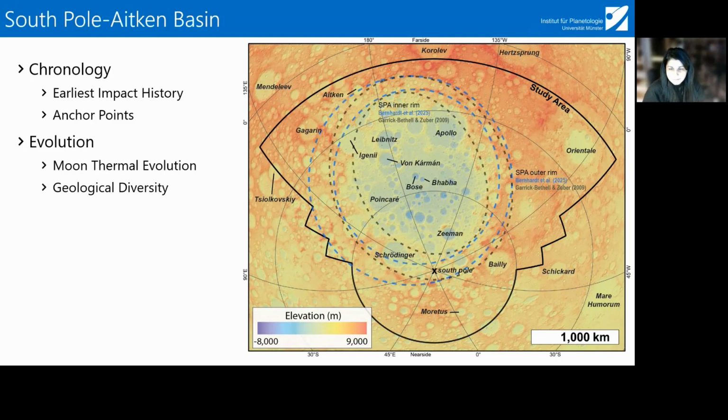The black line in this figure is the extent of our map. And this dotted line I added just to show that we still have questions, starting from the basic ones, like what is the rim of the SPA basin, to very complicated questions. And next slide, please.